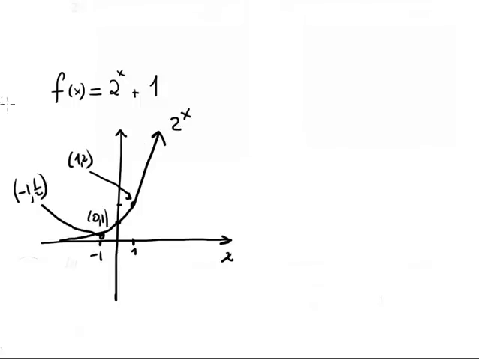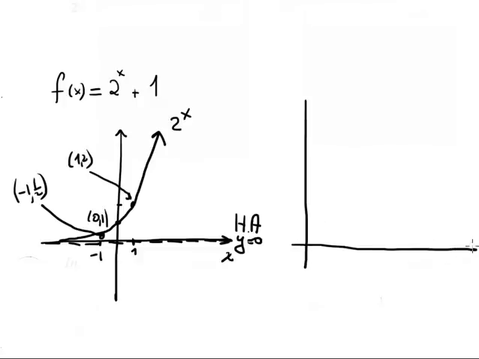It's important to see that the horizontal asymptote is located here, at y equals 0. Horizontal asymptote. So according to the transformation, it is the typical vertical shift, 1 unit up.